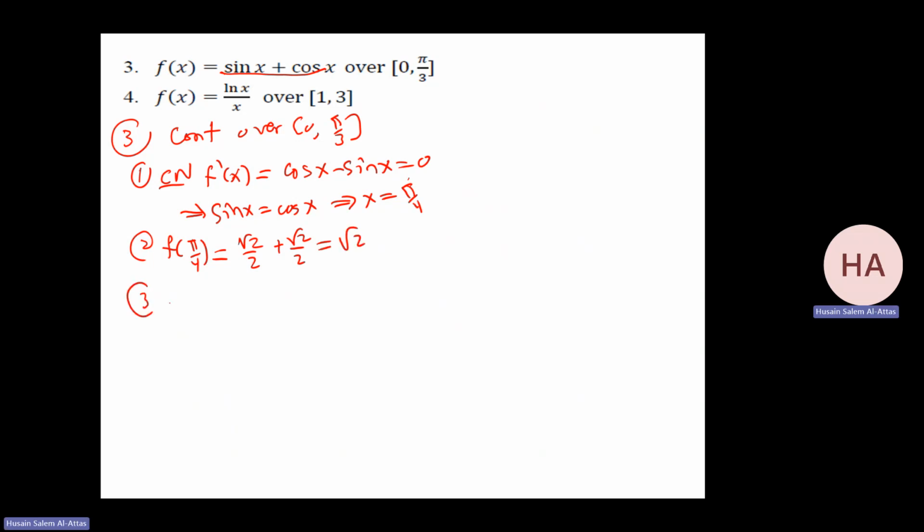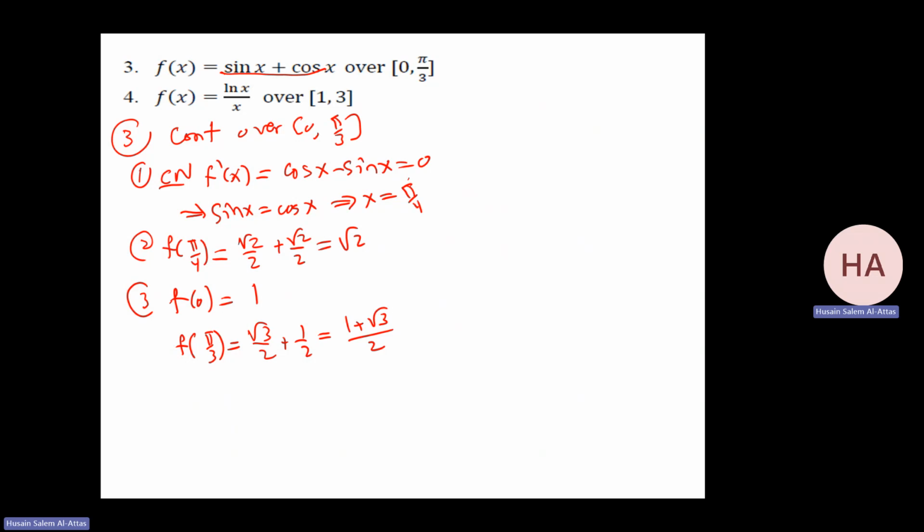My third step, I check f at 0. That will be sine 0, which is 0, plus cosine 0, that will be 1. F at pi over 3, which is 60 degrees. Sine 60 is square root 3 over 2, and cosine is half. So that will be 1 plus square root 3 over 2.